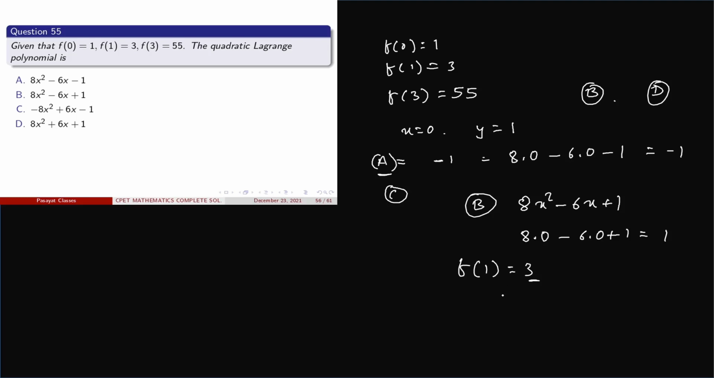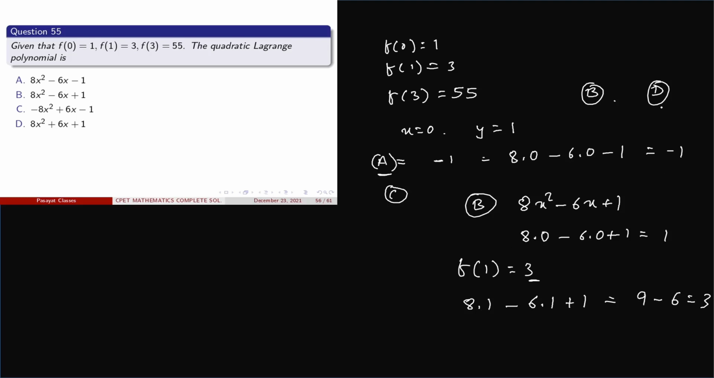So in place of x is equal to 1, we get 8 into 1 minus 6 into 1 plus 1. This gives 8, and this one is 8 plus 1, this is 9 minus 6, this gives 3. So f of 1 is equal to 3.